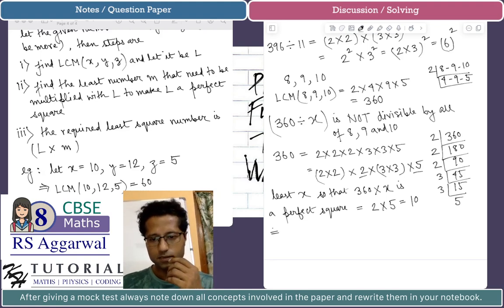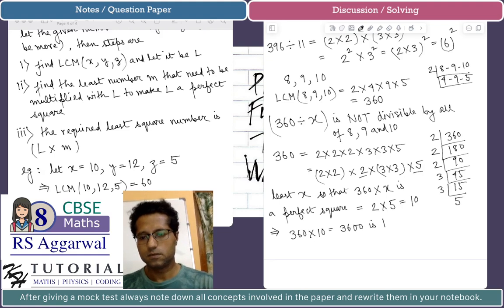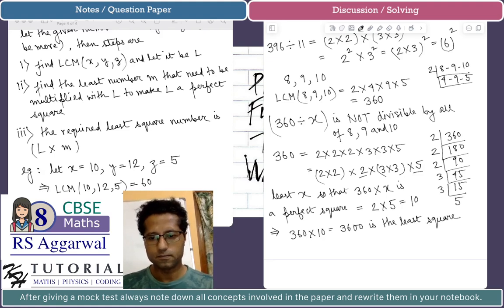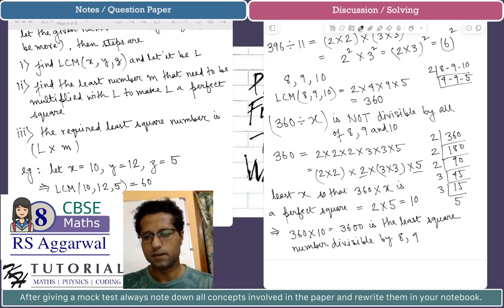So this implies 360 multiplied by 10 equals 3600 is the least square number divisible by the given numbers, divisible by 8, 9 and 10.